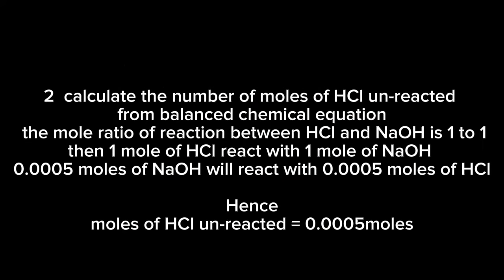2. Calculate the number of moles of HCl unreacted from the balanced chemical equation. The mole ratio of reaction between HCl and sodium hydroxide is 1:1. Then 1 mole of HCl reacts with 1 mole of sodium hydroxide. 0.0005 moles of sodium hydroxide will definitely react with 0.0005 moles of HCl. Hence, the moles of HCl unreacted is equal to 0.0005 moles.